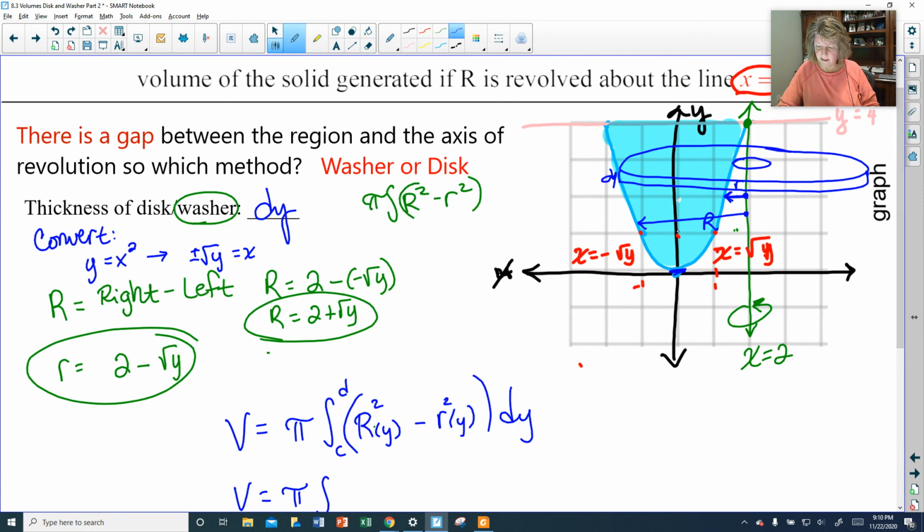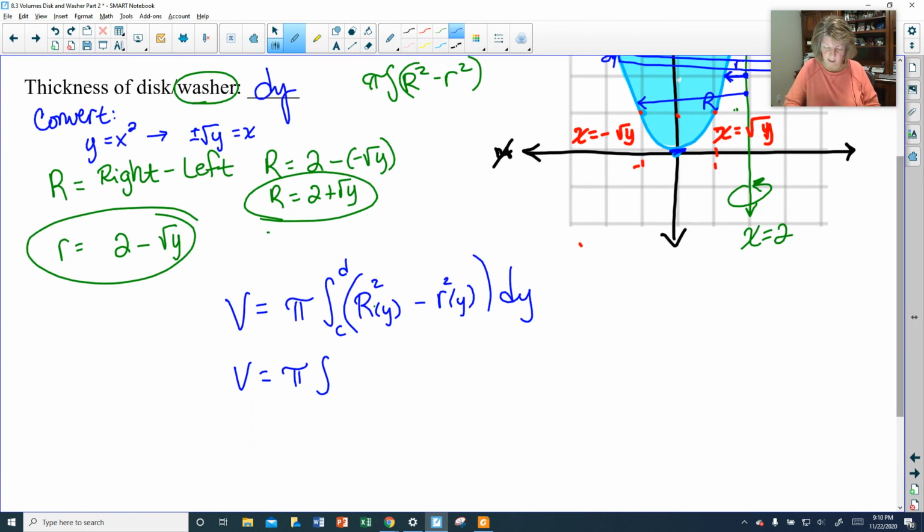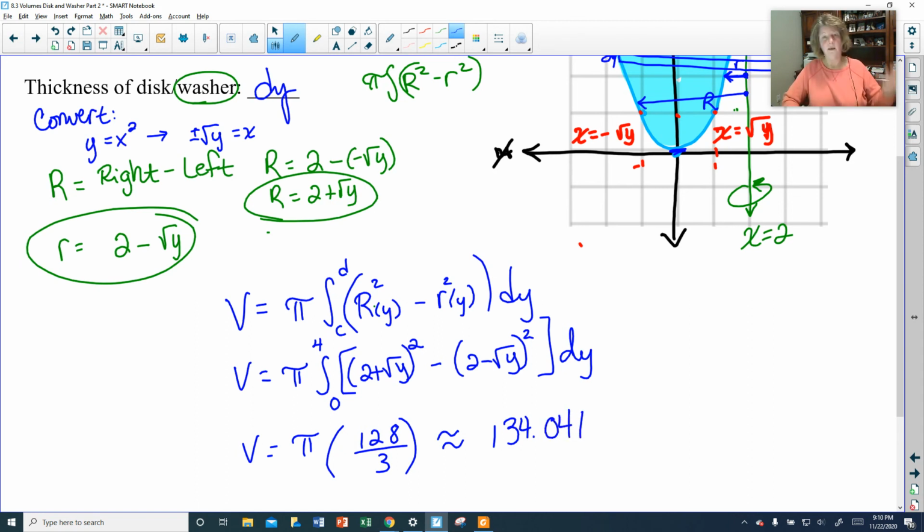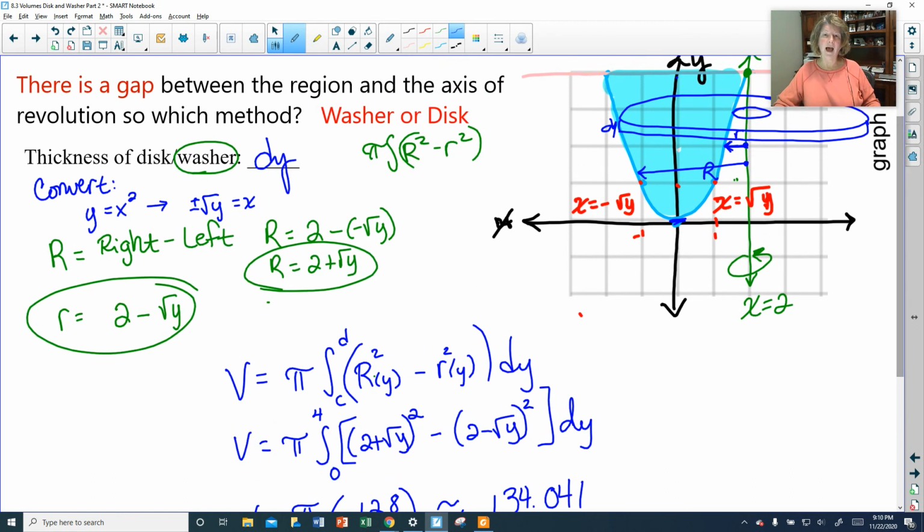I can tell here we started at 0 and then obviously finished at a top of 4 on that pink line. So 0 to 4, big R was 2 plus square root y, quantity squared, minus little r, 2 minus square root y, quantity squared, dy. And if you wanted to, you could work that out together. I did not. The answer I'm getting was 128 thirds times pi, which calculates to about 134.041 cubic units.